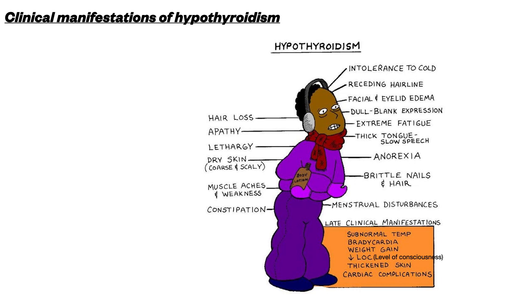All of the normal symptoms of hypothyroidism become exaggerated. For example, mental slowness may turn into altered consciousness and confusion, and decreased body temperature may turn into hypothermia.